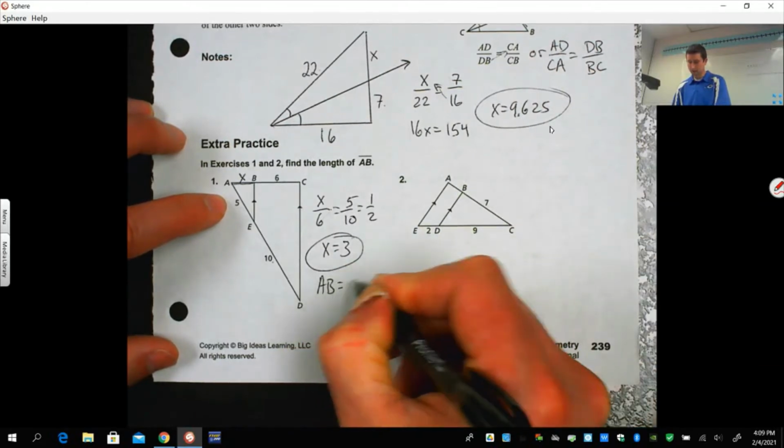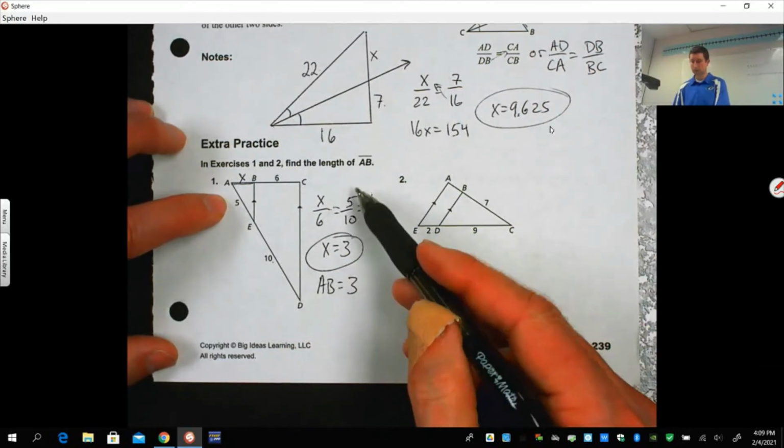So AB equals 3. Notice I didn't put the segment on top because they wanted a length. AB equals 3.